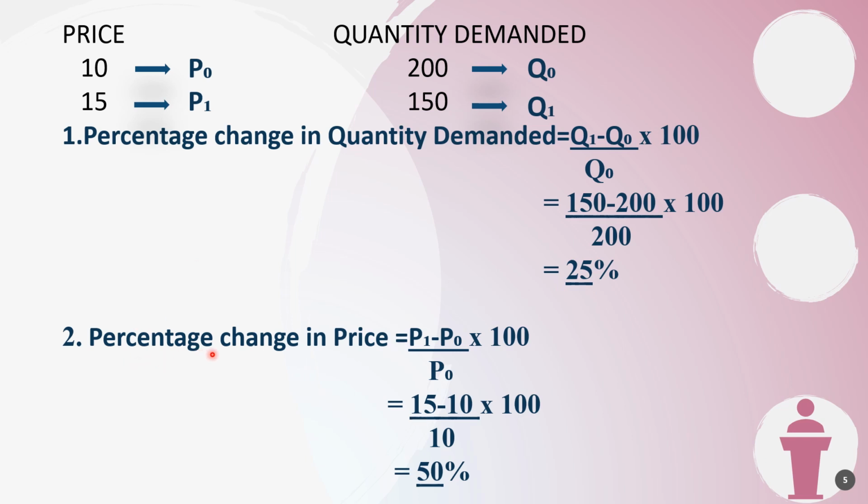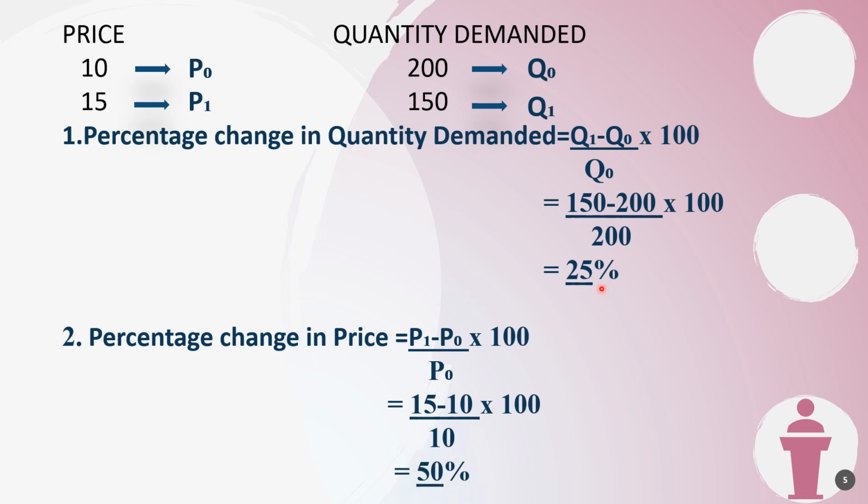So also in the case of percentage change in price, the formula is P1 minus P0 upon P0 into 100. So the new price minus the original price divided by the original price multiplied by 100. So we have substituted that here. The new price is 15 that we have taken from here. The original price is 10, divided by the original price again, multiplied by 100. So you get 5 upon 10 multiplied by 100. You cancel the zeros out, you get 5 into 10, then we will get 50%.